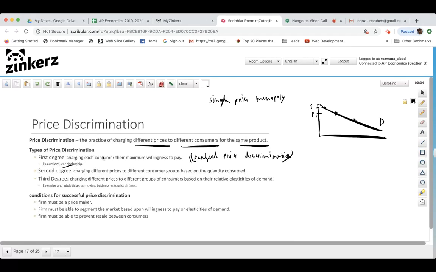So somebody who paid a lower price for their airline ticket must not be able to sell it to somebody who paid a higher price, right? Because that defeats the purpose entirely. So usually, this is what happens: airline tickets are usually not transferable to different people, right?